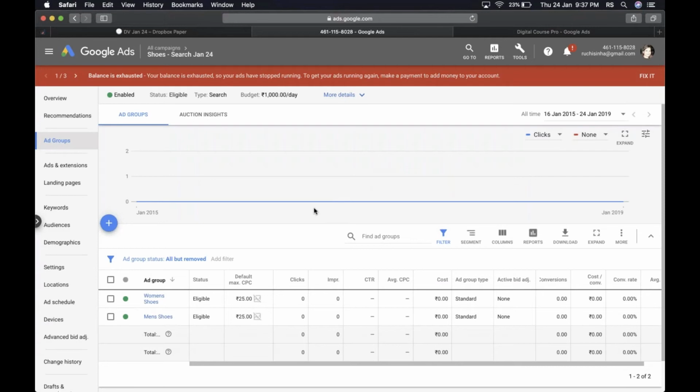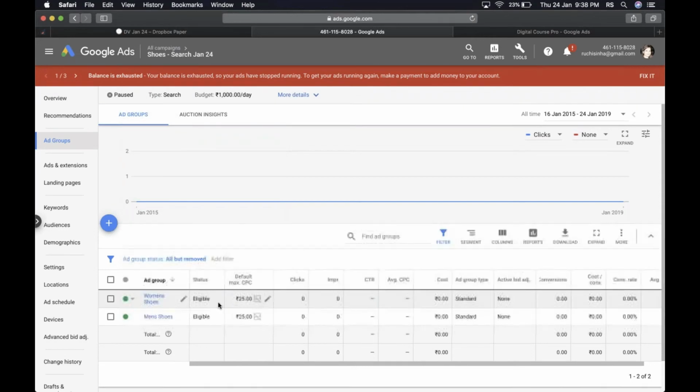Very, very important point, guys. Please note. Please click on this button and keep your campaign paused. Otherwise, when you add billing, this campaign can go live and it will start spending money. So please keep the campaign paused. This week we will not run it.